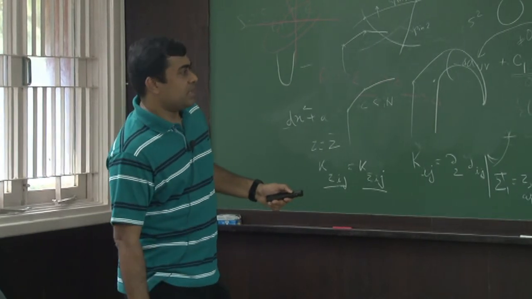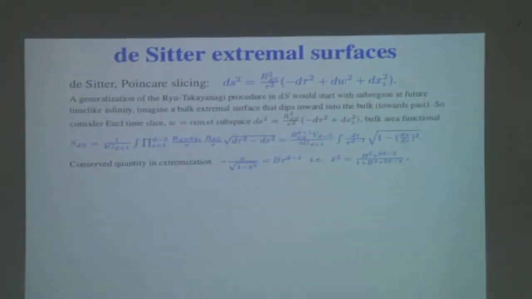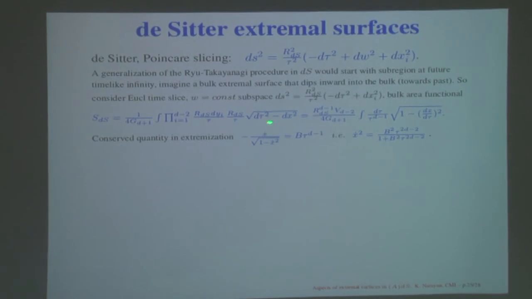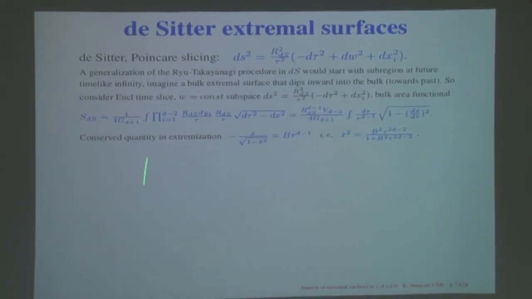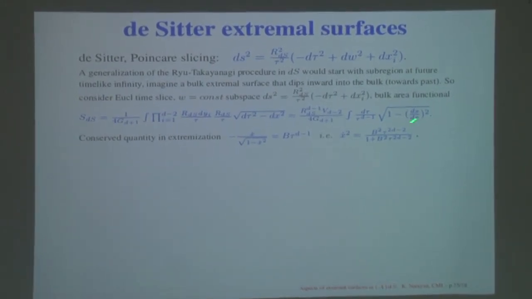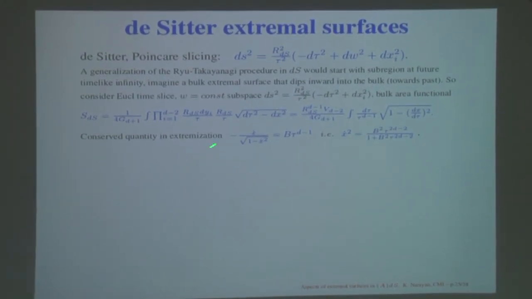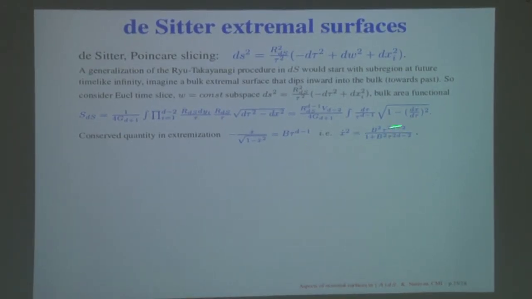So you can set up this calculation on a constant Euclidean time slice. The most important feature here is that there's this minus sign. A constant Euclidean time slice still has this time, the bulk time direction, which is where this thing will dip in. So that minus sign actually means a lot, it turns out. There's a conserved quantity that comes out in the extremization, which then translates to the surface being characterized like that, where B now is some constant.